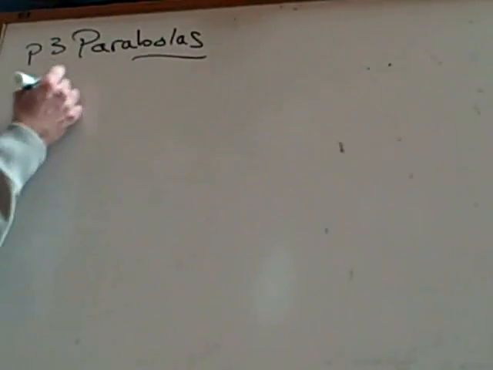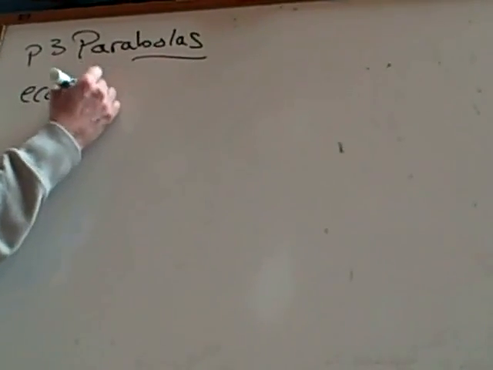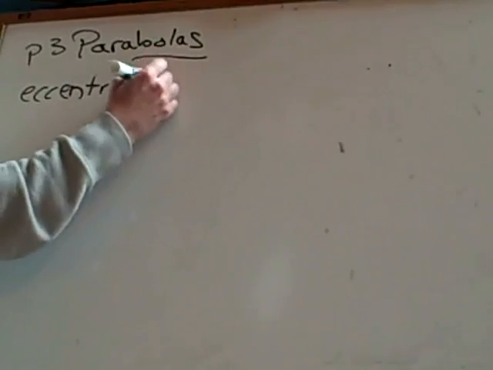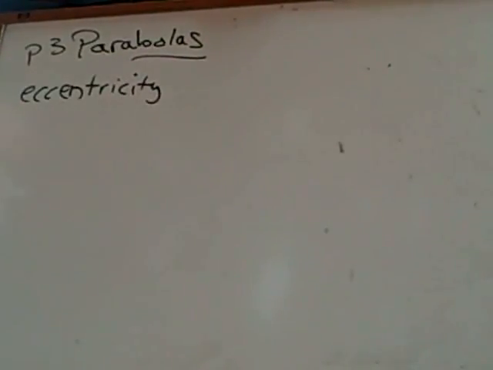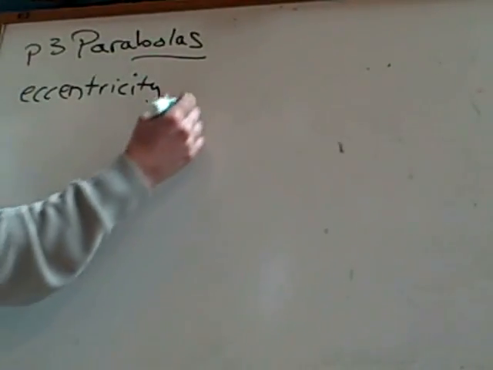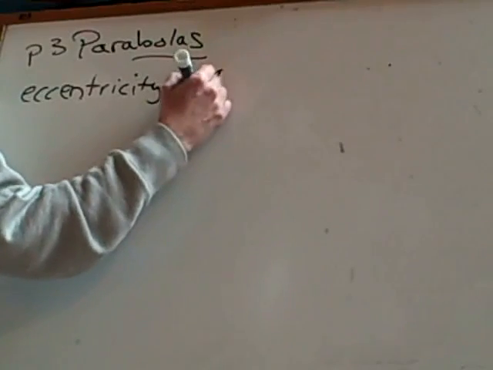The eccentricity. See, we always knew math people were eccentric. We live in eccentric city. The eccentricity of a parabola is equal to the number 1.